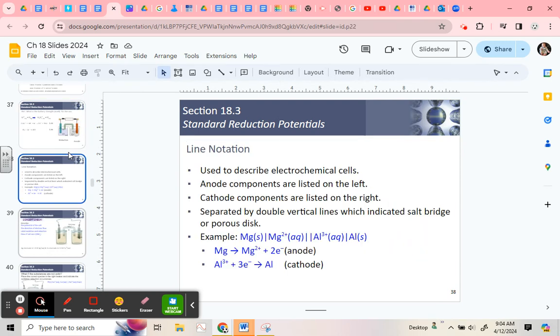Okay, this is standard reduction potential, writing line notation. Writing line notations is basically a quicker way of writing what's happening in a redox reaction, the oxidation-reduction, when you don't want to write the beakers.